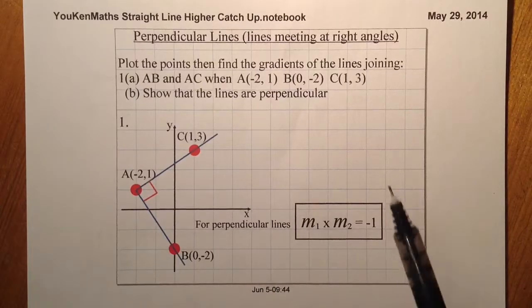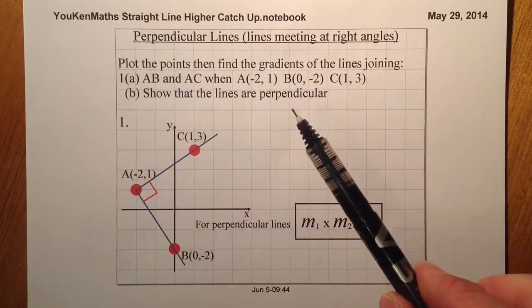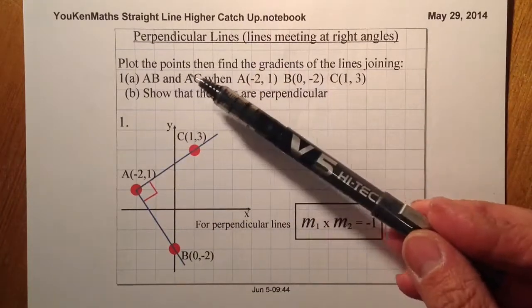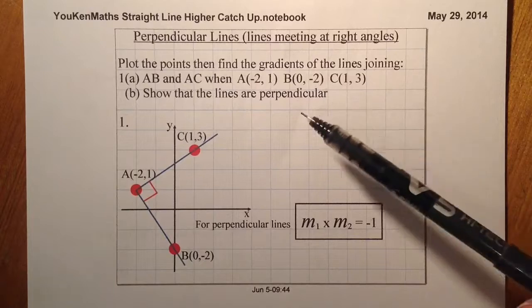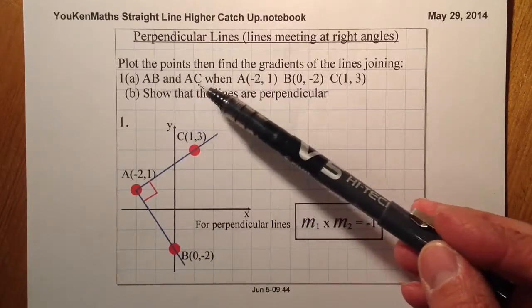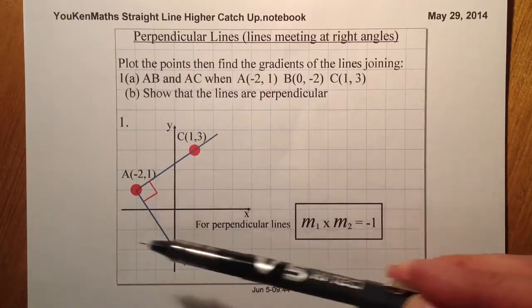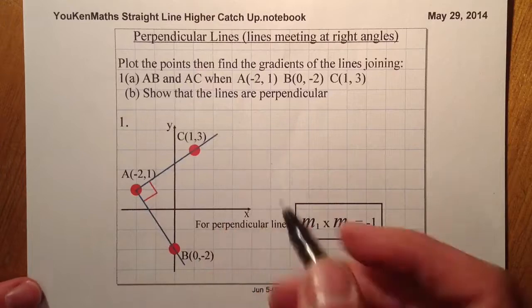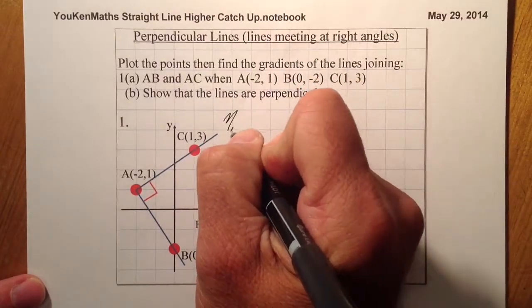Let's go ahead and do this first question, and I'll give you some other questions to look at after this one. So first of all, we're going to plot the points and then find the gradients of the lines joining AB and AC. I've already plotted them for quickness, and I'm going to work out the gradient of AB first of all.